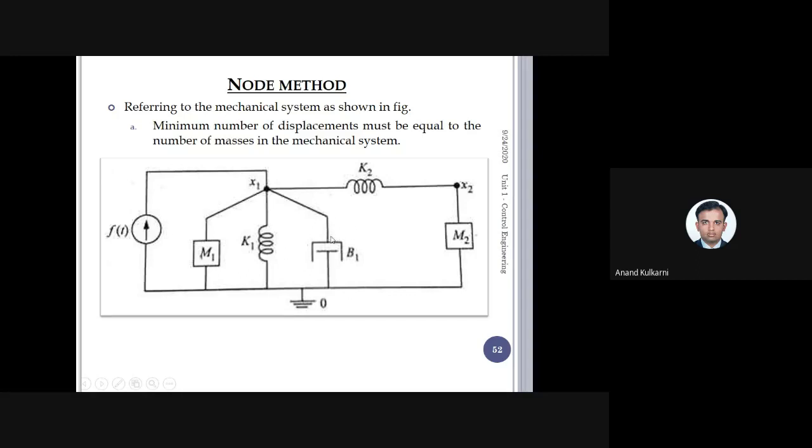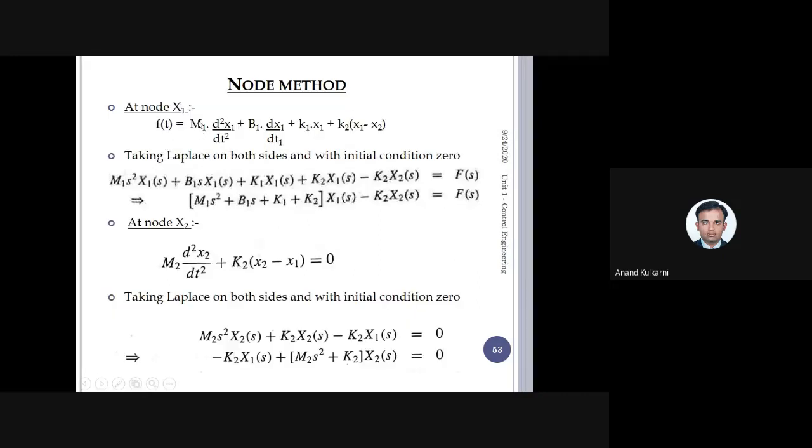Is there any other damper term? No. So now we'll have to go for the 2 springs. As we know, spring is a displacement term, so it will be k1 into x1 plus k2 into x1 minus x2, because we are concentrating at node x1. So you can see here, whatever I had told, f of t is equal to m1 into d square x1 by dt square plus damping term b1 into dx1 by dt. So it should be dt, not dt1, there is a mistake. Plus k1 x1 plus k2 into x1 minus x2. So this becomes your first equation at node 1.